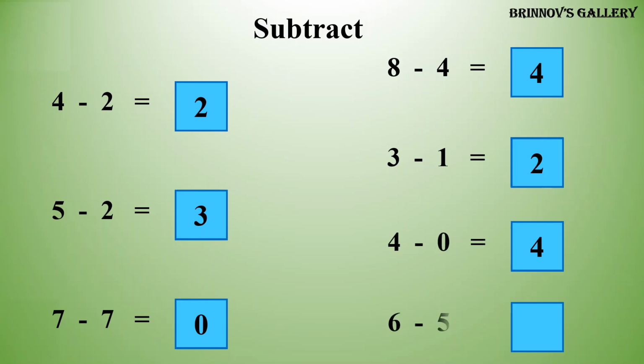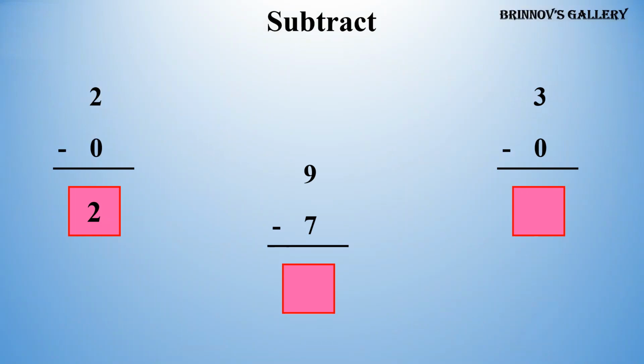6 minus 5 is equal to 1. 2 minus 0 is equal to 2. 9 minus 7 is equal to 2. 3 minus 0 is equal to 3.